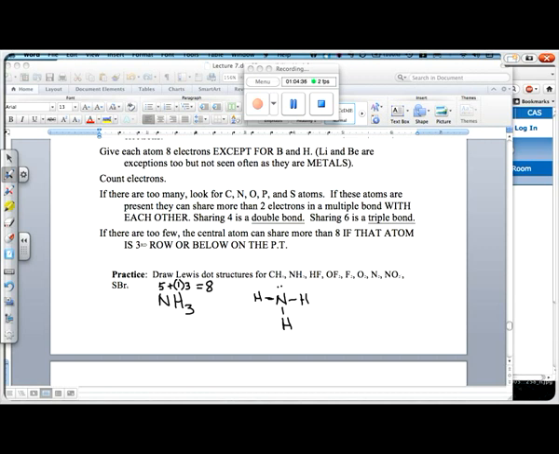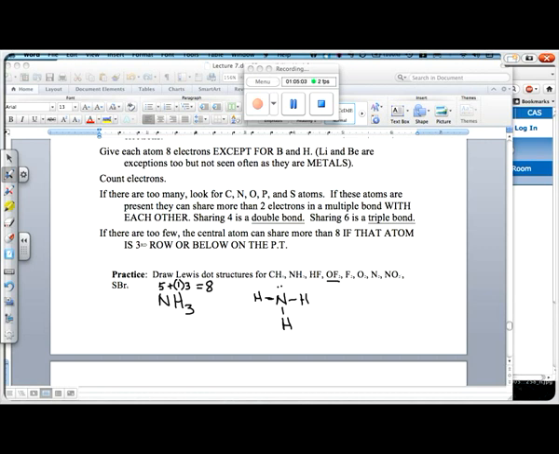All right? And now, step 4, count your electrons. 2, 4, 6, 8. We are good. This is the Lewis dot structure for NH3, nitrogen trihydride, or the common name is ammonia. Let's do one more. HF. Now let's skip HF because it has 8 as well. Let's do OF2. Okay? All right.